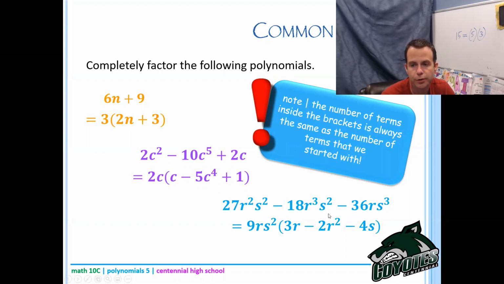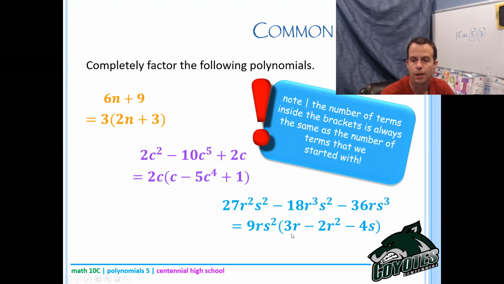Minus 2r squared, that's the result of going negative 18r cubed s squared and dividing it by the greatest common factor. So negative 18 divided by 9 is negative 2. R cubed divided by r is r squared. And then my s squares are gone because they divide out.